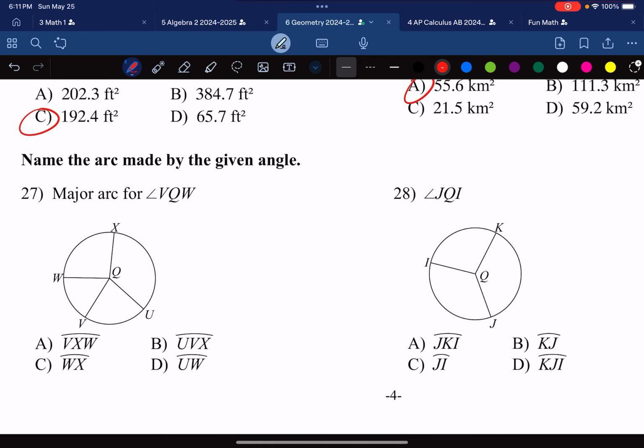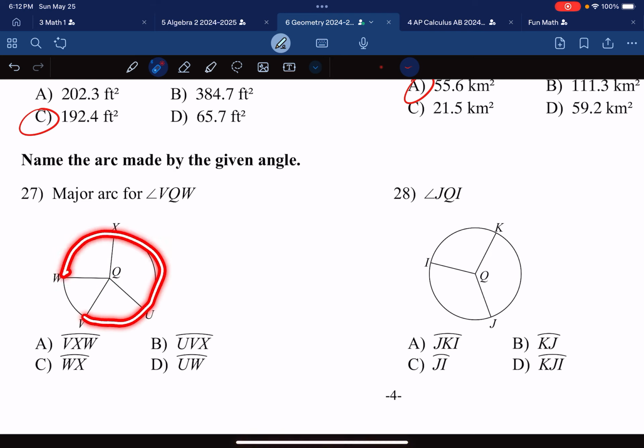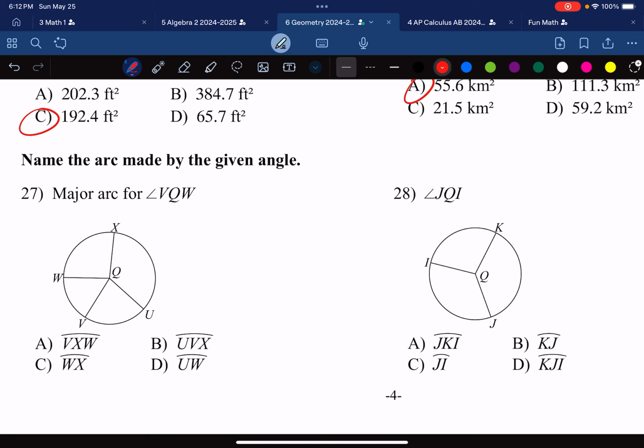For number 27, major arc. Remember, major means it's more than 180 degrees. So VQW goes V, Q, W. You'd think, oh, it's talking about that angle, but that's the minor arc. So we have to go from here all the way around to W. We need to hit V, one of these two letters, and then W. So I know I have to be V to W. The fact that that one goes from V to W is the right answer because it starts with V, ends with W, with a random letter, either U or X, in between.